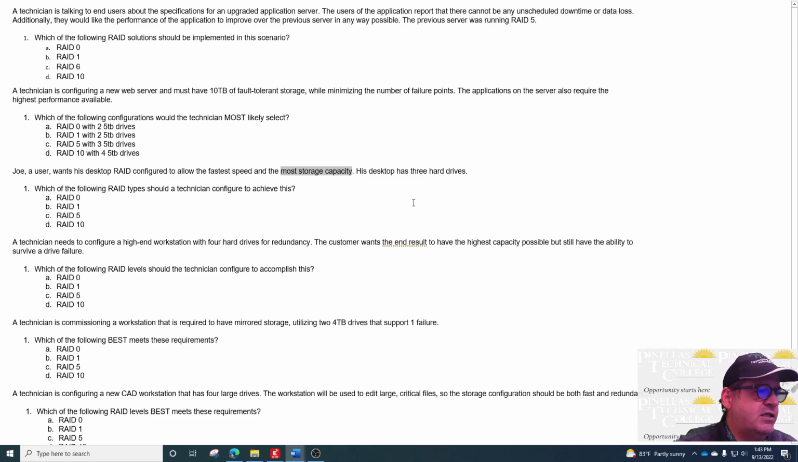All right. A technician needs to configure a high-end workstation with 4 hard drives for redundancy. The customer wants the end result to have the highest capacity possible, but still have the ability to survive a drive failure. All right, so pause it and take a look and see what you think.